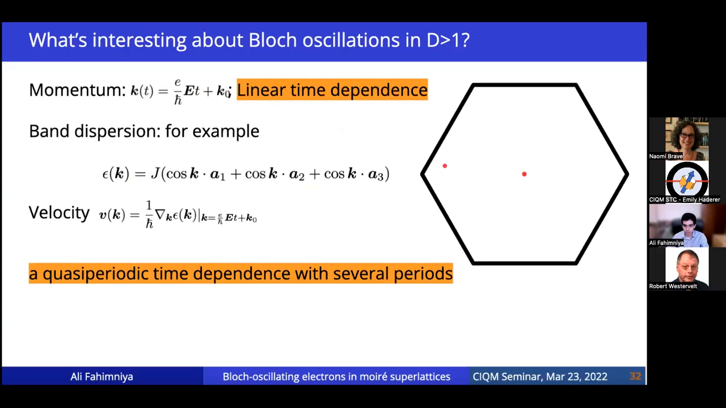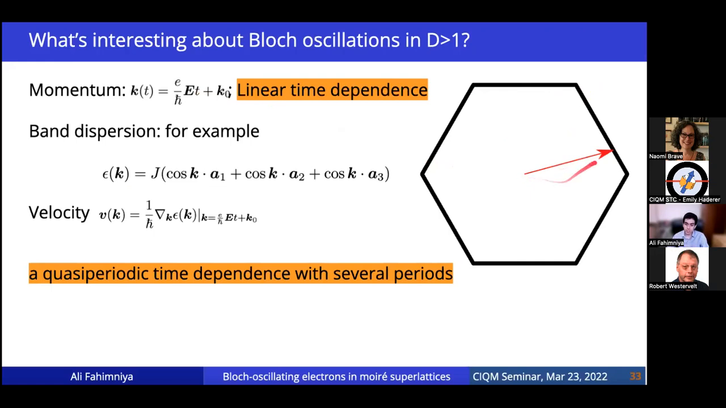So imagine this electron starting from the center of the Brillouin zone. And this is a hexagonal Brillouin zone that is going to be the case for the moiré materials. When the applied electric field is in this direction, initially the electron will start to move in the direction of the electric field.